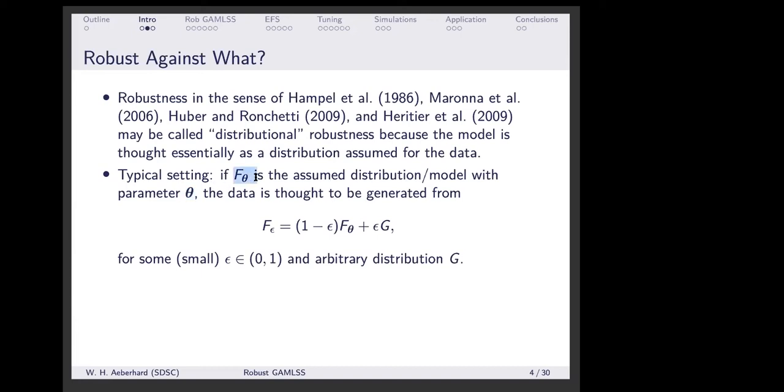F theta is the model, but you don't really assume that the data at hand comes from f theta. Rather, you would assume it comes from a mixture, which we denote by f epsilon here. Epsilon represents some contamination proportion. What you're essentially saying here is that the majority of the data should come from the assumed model, but there is nonetheless a small part of that data that may come from something else, another distribution, which typically is arbitrary, G in this case.